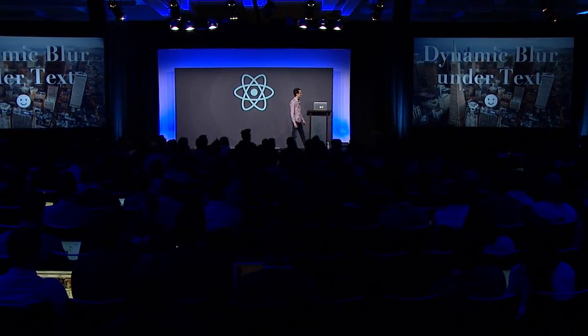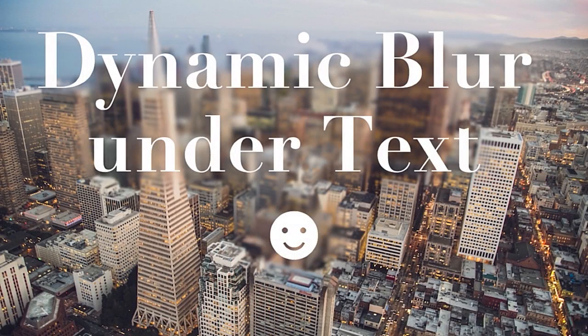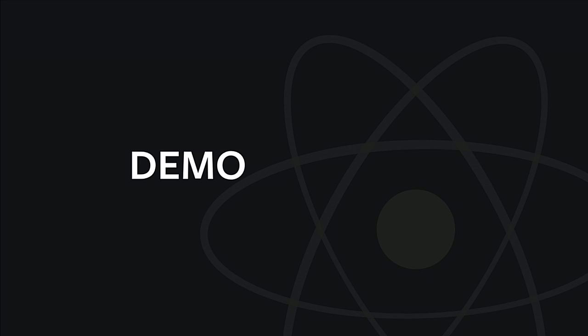So this is a real world use case I had in my startup. We wanted to have a text over an image where the image gets blurred just behind the text, so you can easily read the text. This is where we implemented GL React. Let me show you this quickly.